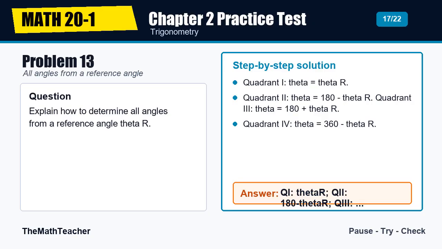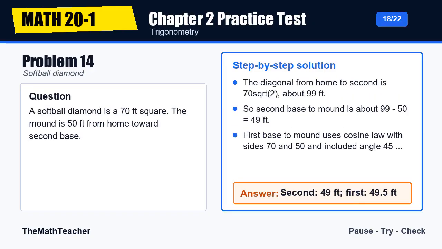Problem 14. The home to second diagonal of the square is 70 root 2, or about 99 feet. Since the mound is 50 feet from home along that diagonal, second base is about 49 feet from the mound. First base to the mound uses the cosine law with sides 70 and 50 and included angle 45 degrees, giving about 49.5 feet. So the distances are not the same.